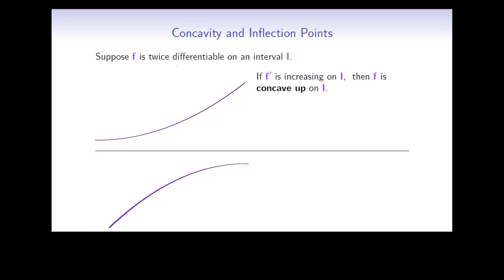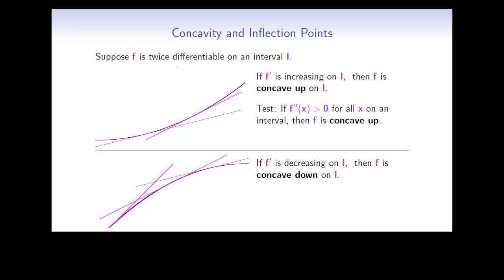In the first picture, the first derivative of f is increasing. In other words, the slope of the tangent lines gets larger and larger as x moves from left to right. In this case, we say that f is concave up on this interval. In the second picture, the first derivative is decreasing. In other words, the slopes get smaller and smaller as x moves from left to right. Then f is called concave down on this interval.